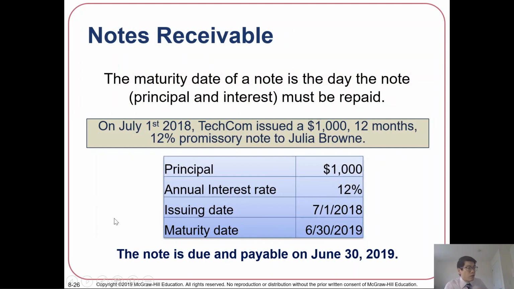Okay, so this is the abstract information from this note. The maturity date of a note is the date that note must be repaid. The payor has to pay both principal and interest when it comes to maturity. On July 1st, 2018, TechComp issued a $1,000, 12-month, 12% (this is the annual interest rate) promissory note to Julia. And remember, keep that in mind.